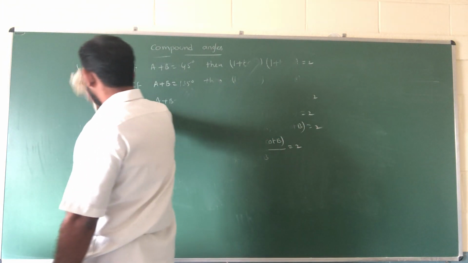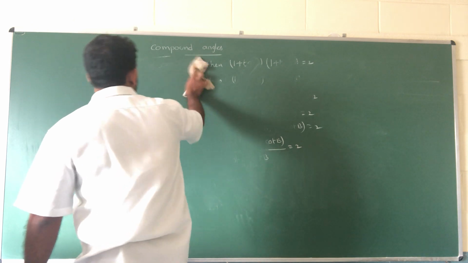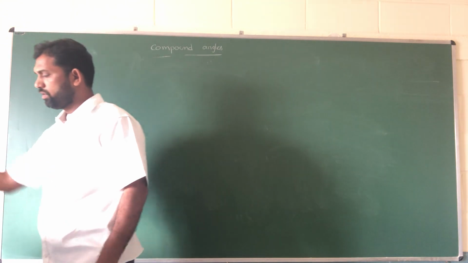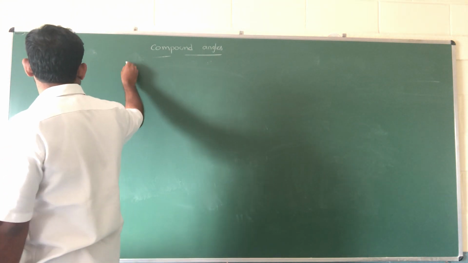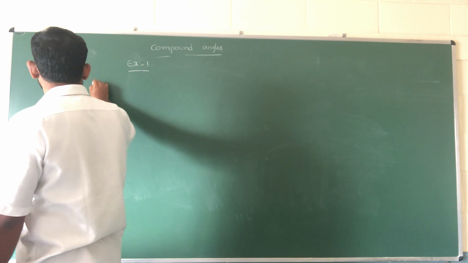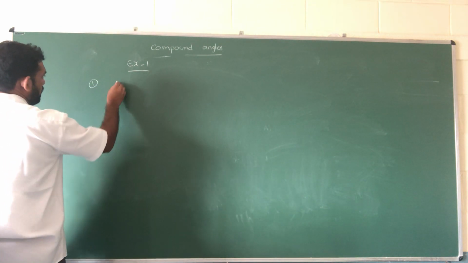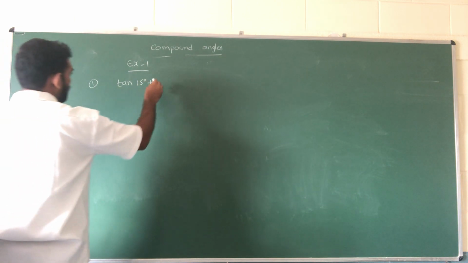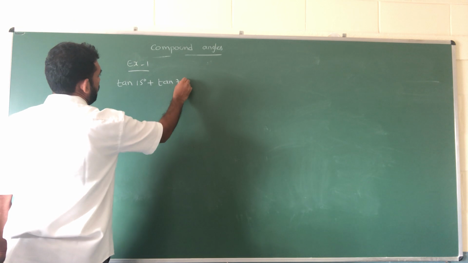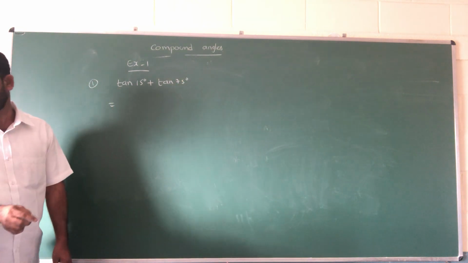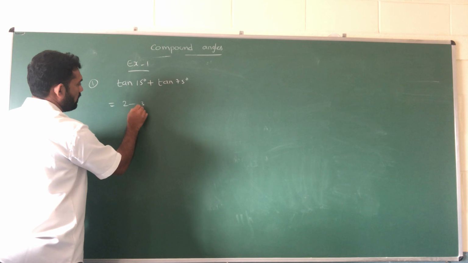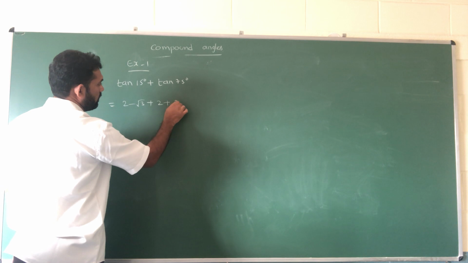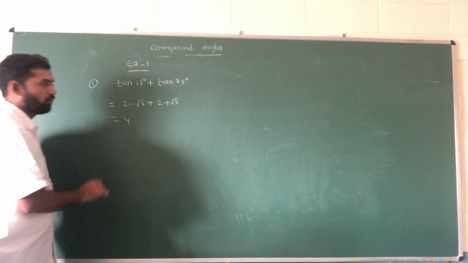Exercise 1. First problem is what? Tan 15 degrees times tan 75 degrees. Tan 15 degrees value is how much? 2 minus root 3. Tan 75 degrees value is what? 2 plus root 3. So after simplification, the answer is 4.